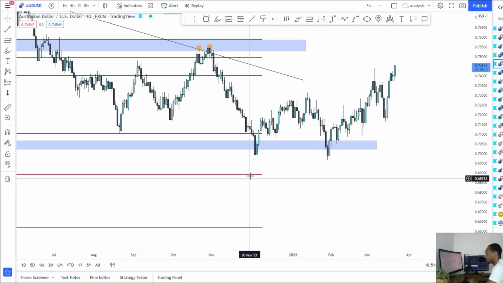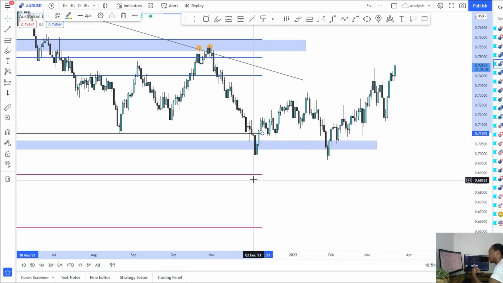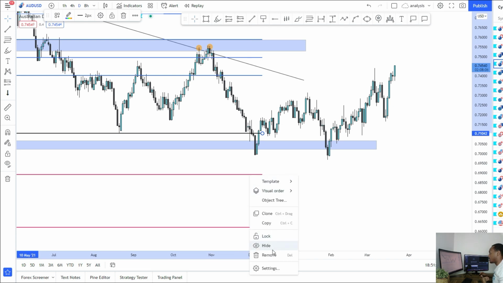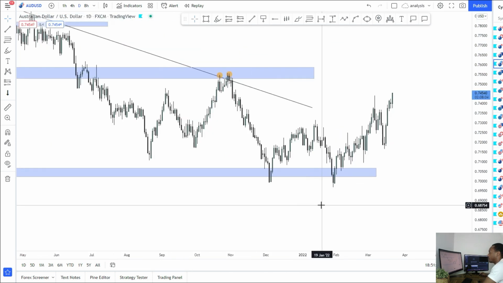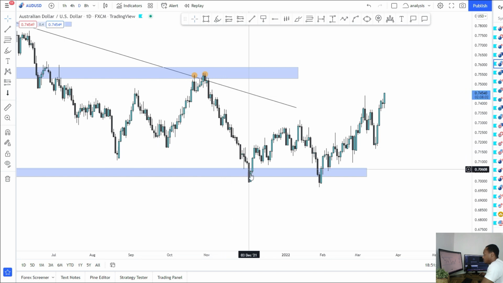So that's what I'm saying. Fibs are always about that confluence. Find those areas in the market and use fib to give you an extra bias. But really nice signal there and a nice move to the downside.